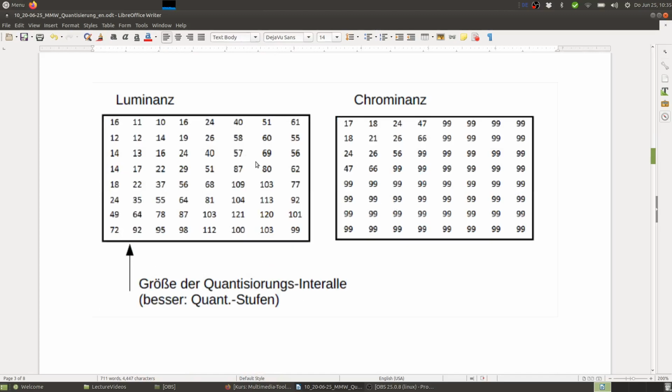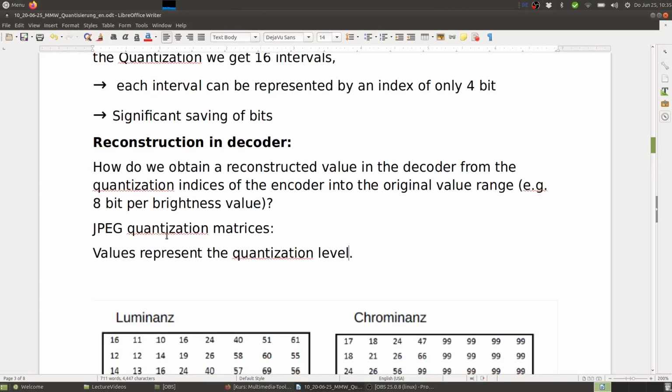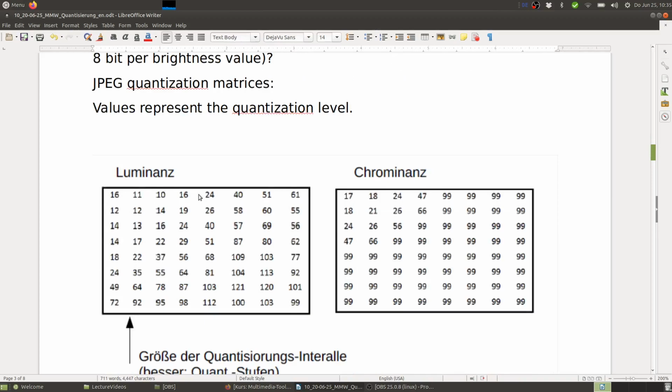And here we have the example for JPEG. So this is the luminance quantization matrix, and this is the chrominance quantization matrix. And you can see here they differ. Here we can see that the increase in quantization step size comes later. So this is like the lower half of this triangle. We have values around 100, whereas for chrominance it appears earlier.